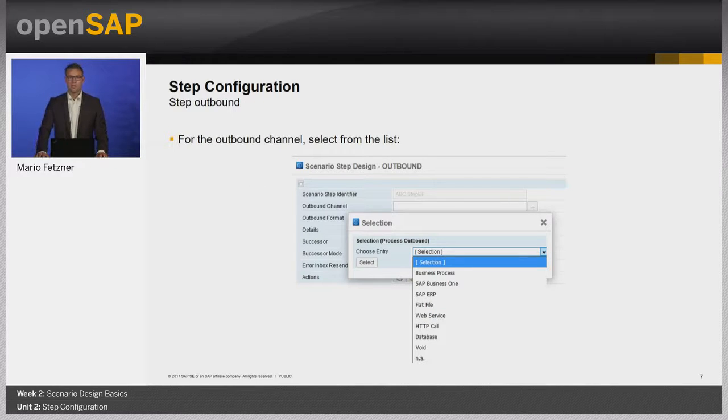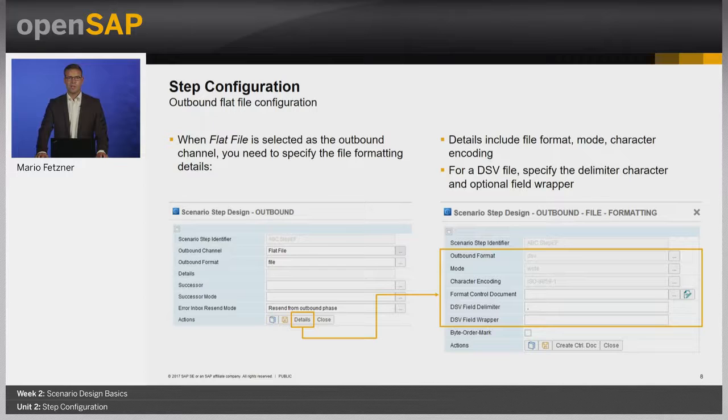For the outbound channel, again, you make a selection from the available list. When you select the flat file as the outbound channel, you need to specify the file formatting details. Details include the file format, for example DSV, the mode, read, write, append and so on, and the character encoding. Select from the list according to your country or system-specific needs. For DSV file, you need to specify the field delimiter character, for example a comma, and optionally a field wrapper. Please note, a format control document is only required if you select a text output file.